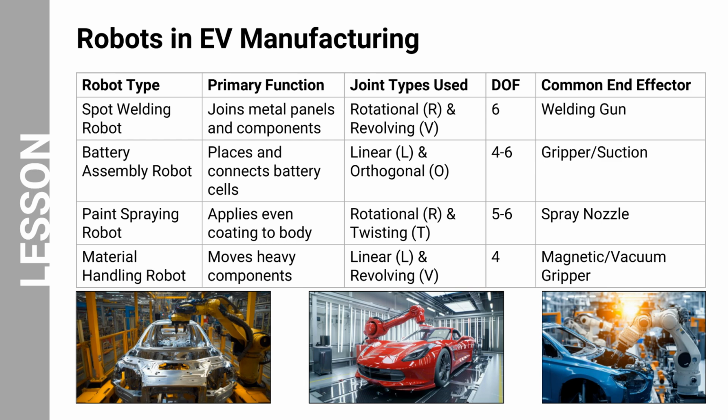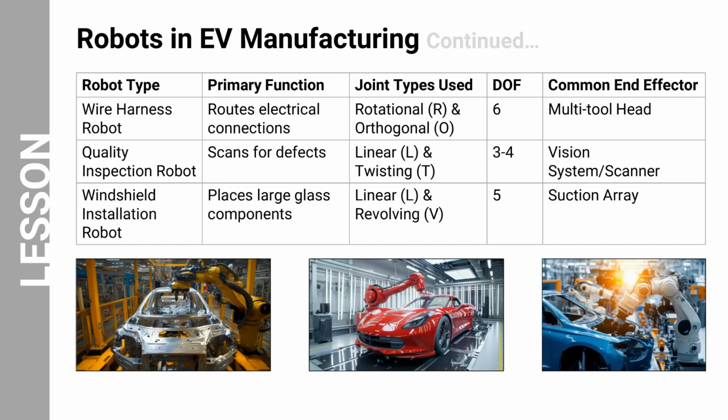For battery assembly, a dedicated robot using linear and orthogonal joints with 4/6 DOF handles the delicate task of placing and connecting battery cells using gripper or suction end effectors. The paint-spraying robot achieves uniform coating application through a combination of rotational and twisting joints, utilizing 5/6 DOF with a spray nozzle attachment. For heavy-duty tasks, the material handling robot combines linear and revolving joints in a 4 DOF configuration, using magnetic or vacuum grippers to move substantial components throughout the manufacturing process.